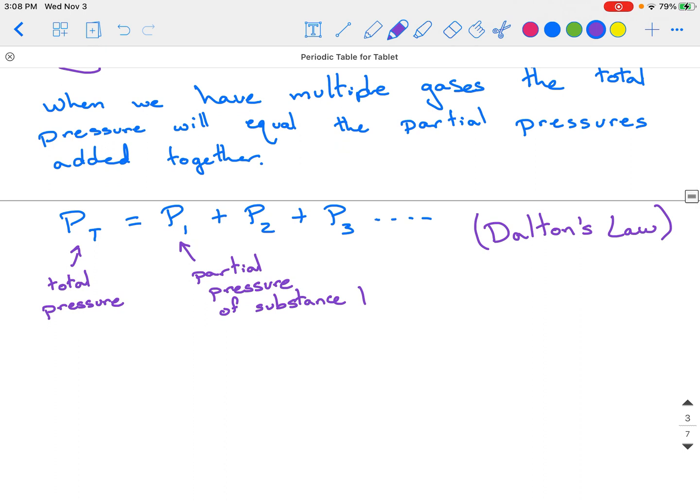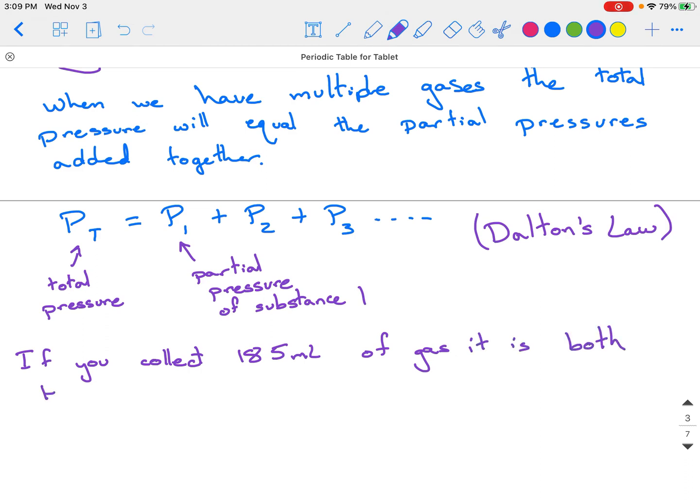Okay, so looking at this, if you collect 185 milliliters of gas, this is looking at the lab example, okay? So let's just say we had 185 milliliters of gas total, which is both H2O vapor and, excuse me, H2 gas.